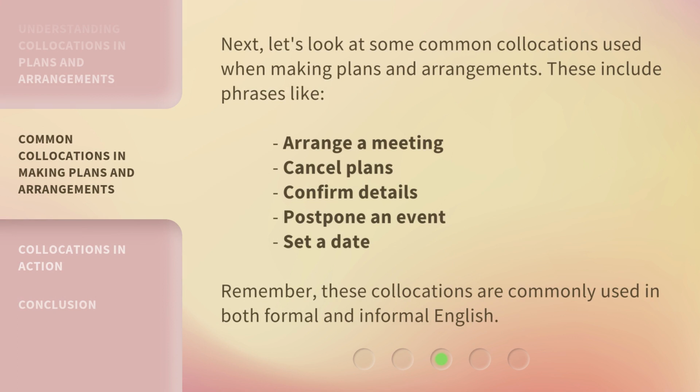Next, let's look at some common collocations used when making plans and arrangements. These include phrases like arrange a meeting, cancel plans, confirm details, postpone an event, set a date. Remember, these collocations are commonly used in both formal and informal English.